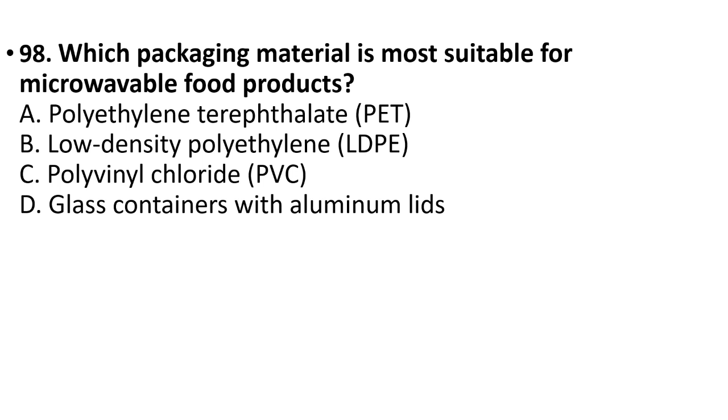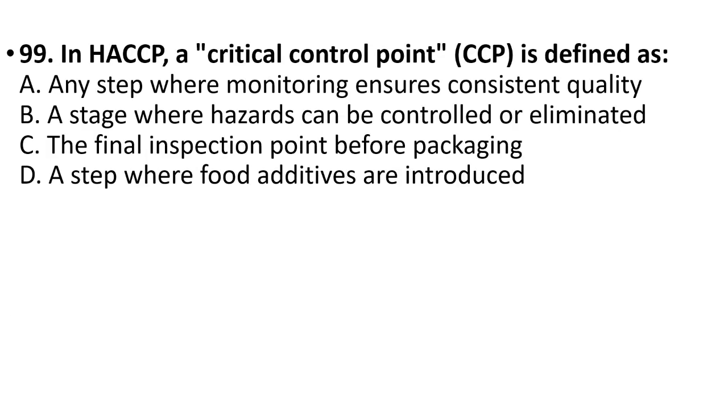Question number 98. Which packaging material is most suitable for microwavable food products? PET, LDPE, PVC, glass containers with aluminum lids. Your answer is option A, polyethylene terephthalate, PET. 99. In HACCP, a critical control point is defined as any step where monitoring ensures consistent quality, a stage where hazards can be controlled or eliminated, the final inspection point before packaging, a step where food additives are introduced. Your answer is option B, a stage where hazards can be controlled or eliminated.